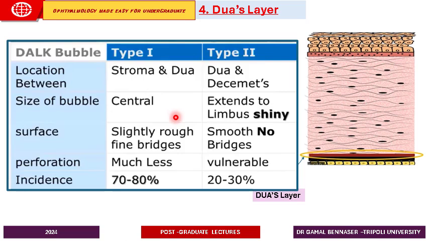Usually this type of bubble is seen in 70 to 80% of cases. However, in type 2, the bubble will extend up to the periphery, near the limbus, and the risk of perforation is more, and it is usually seen in 20 to 30% of cases.